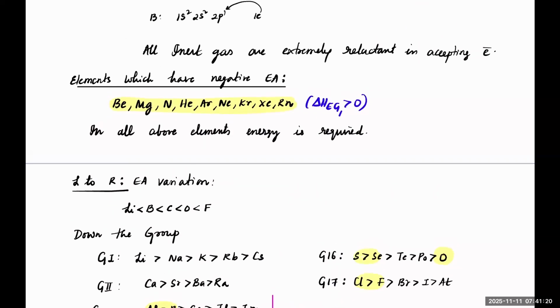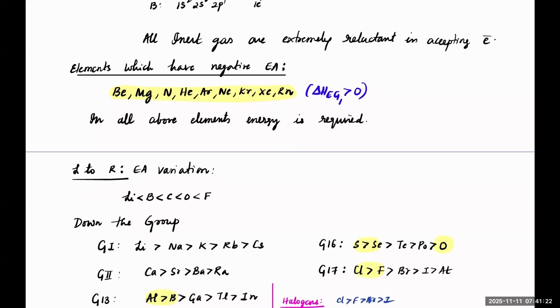This is an important list, that is, elements which have negative electron affinity. So you can see beryllium, magnesium, nitrogen, and all the inert gas elements. Only these are the elements which will have negative electron gain enthalpy.